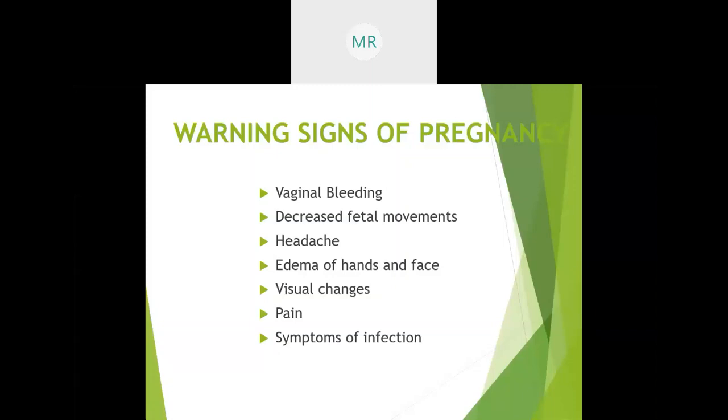And what are those? A temperature of more than 100.4. Burning on urination, we think it might be a urinary tract infection. Abdominal or chest pain, sometimes that happens with premature labor or an abruptio placenta, okay? Remember abruptio placenta, that premature separation of the normally implanted placenta. Chills, fever, we think it's an infection. Another symptom could be persistent vomiting.